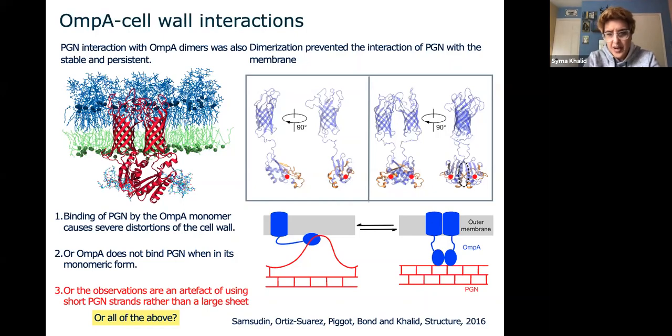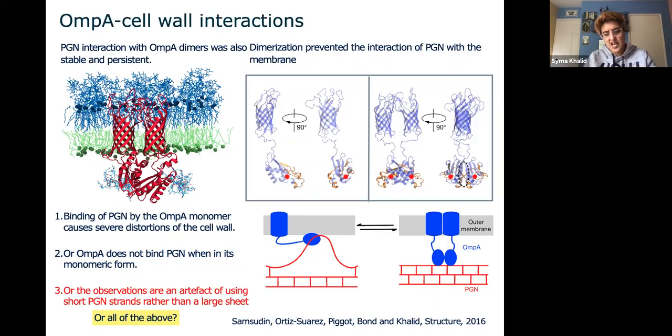Does it mean that OmpA, when it's in its monomeric form, doesn't bind peptidoglycan at all? I mean, looking at tomography data, we hadn't ever seen such big undulations or such big distortions of the cell wall. So it was difficult to rationalize that the protein would be causing these severe distortions. But of course, in the back of our minds was always: is what we're seeing an artifact of the fact that we've used really short strands rather than a large sheet of the cell wall?